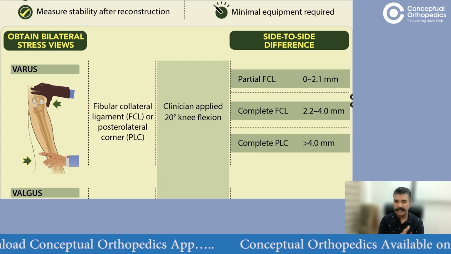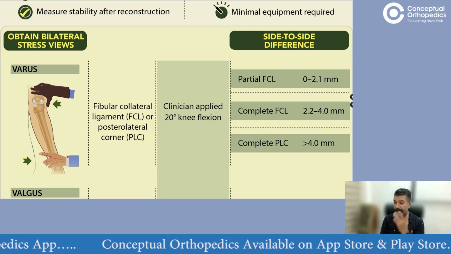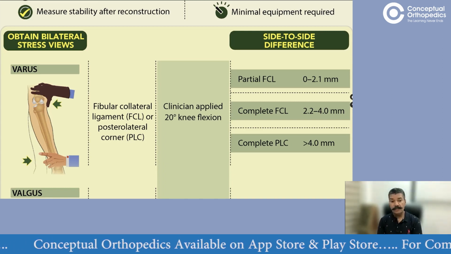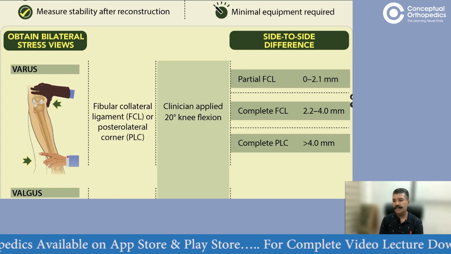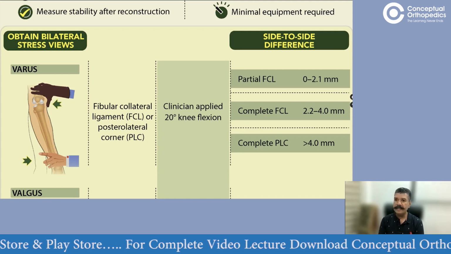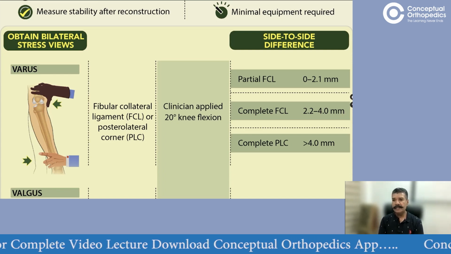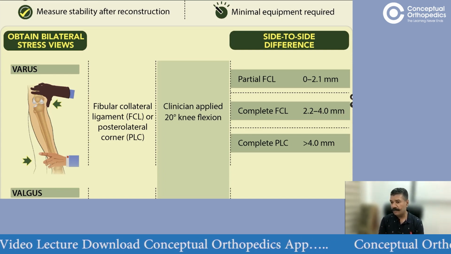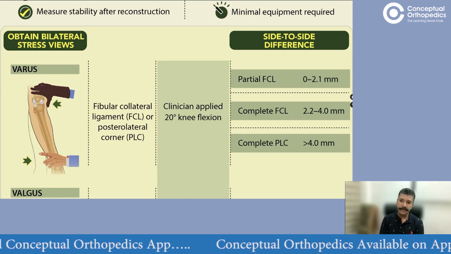So you must understand that while the illustration only shows the affected knee being subjected to the varus or the valgus stress, you must also do it with the same force on the other side, and you must subtract the differences in the joint opening on both the sides. So up to 2 millimeter opening signifies a partial injury to the fibular collateral ligament. More than 4 millimeters is a complete posterolateral corner injury, and a complete fibular collateral ligament injury is between 2.2 to 4 millimeters.